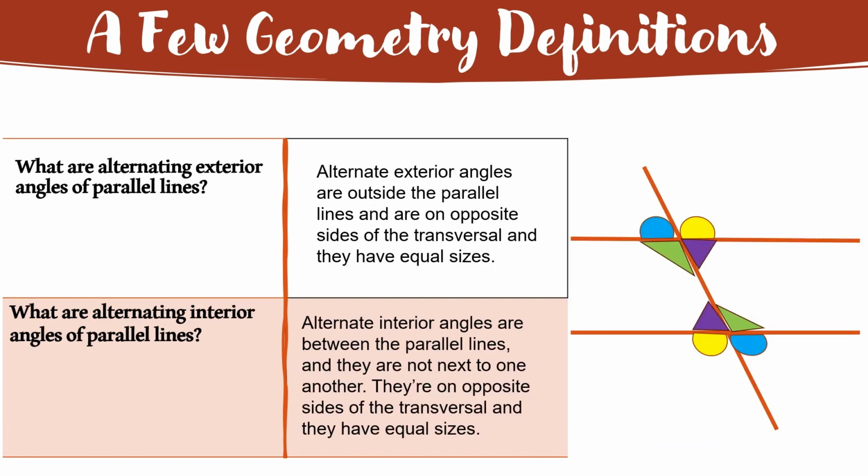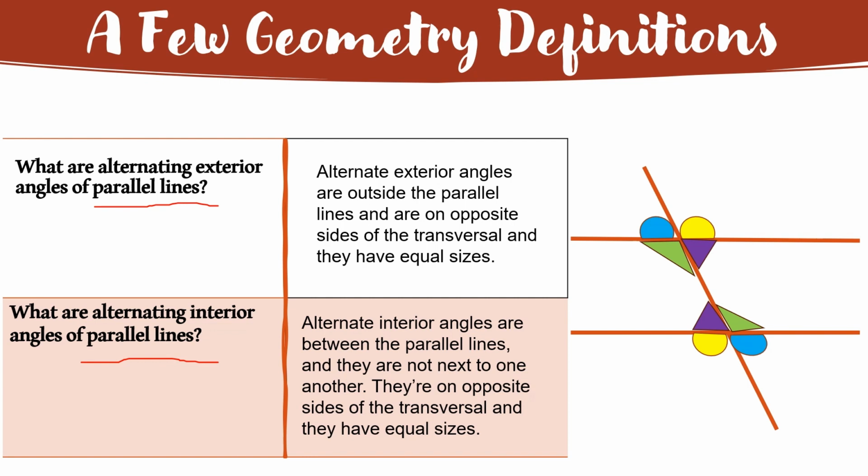Now, this is 7th and 8th grade math, so you should have some discussions about this also, or it may be on a standardized test. We want to make sure you understand what alternating exterior angles are and what alternating interior angles are. First of all, they both are true only when you have parallel lines. So if you have perpendicular lines, you will not have alternating interior angles or alternating exterior angles.